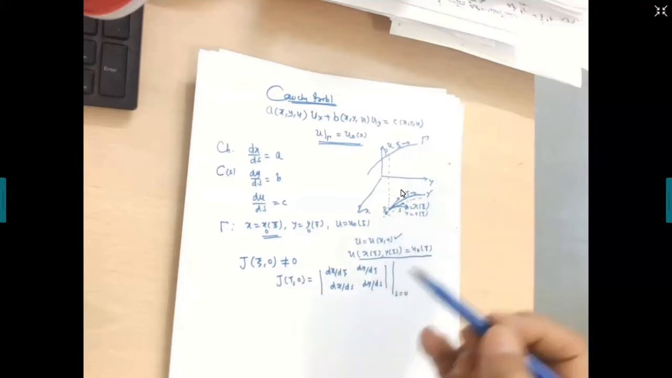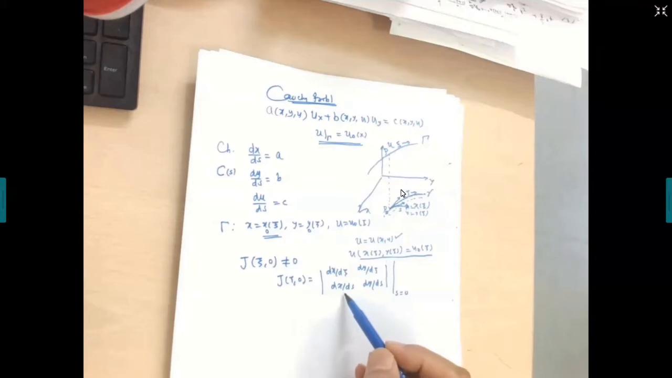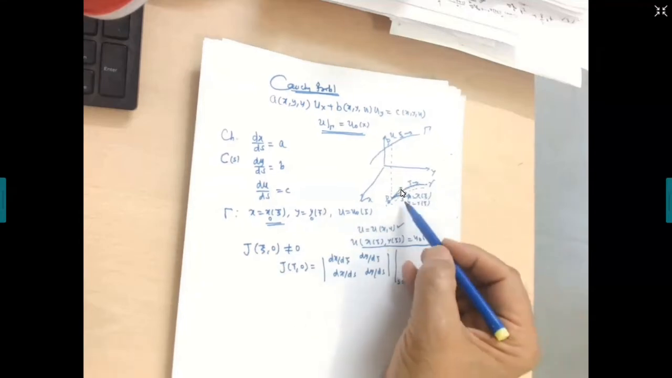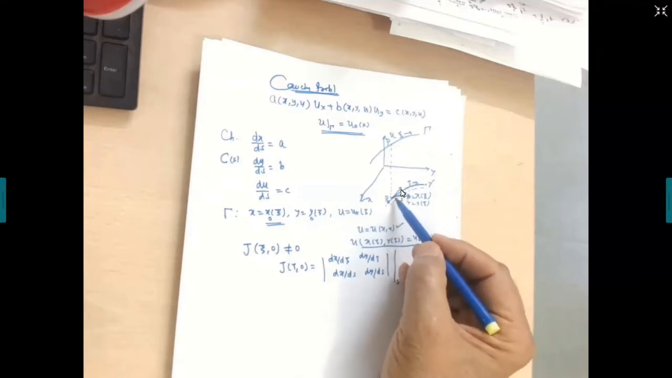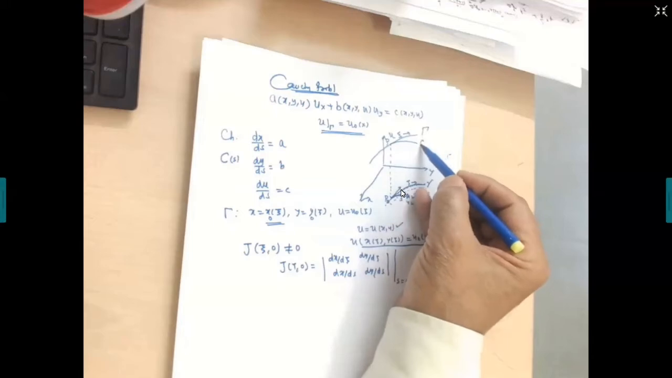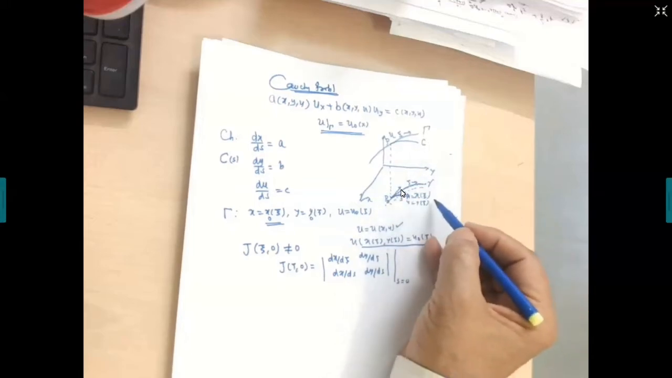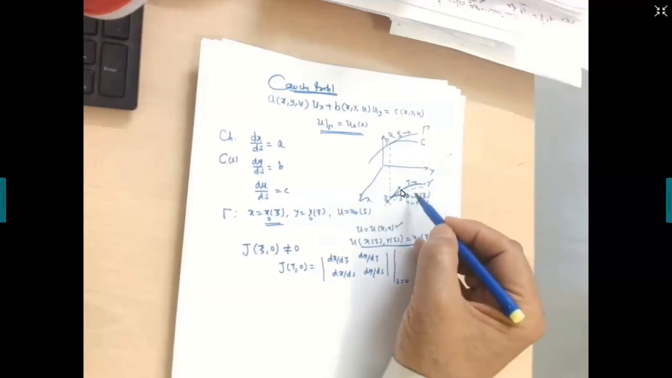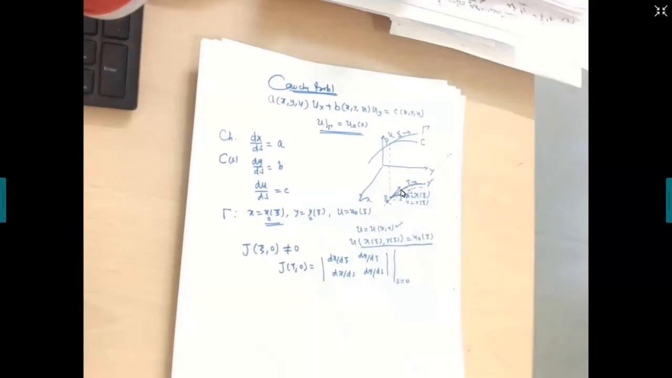And what are dx/ds, dy/ds? These are the tangent vector to the characteristic, to the characteristic base curve. This is your space characteristic. I will call it C, and let it be C dash or C naught. I think it's all right. Okay, C naught. So is it okay?